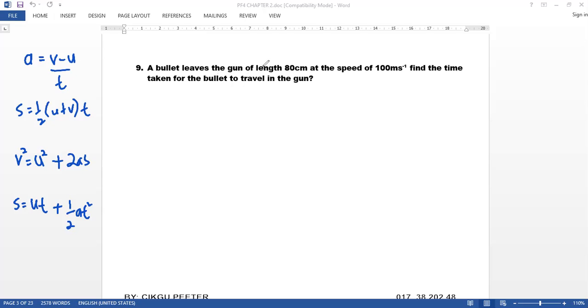A bullet leaves the gun of length, the length is the distance or displacement, a distance of 80 centimeter, at the speed of 100 meter per second. That means the final velocity when leaving the gun is 100 meter per second. Initially, before you pull your trigger, the bullet was at rest, so initial velocity was 0. Find the time taken for the bullet to travel in the gun. What was the time?